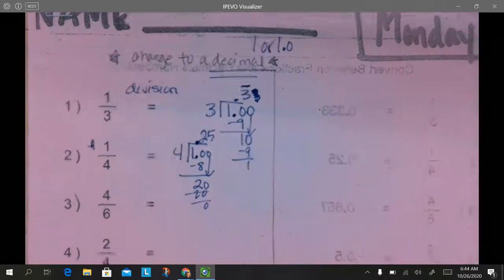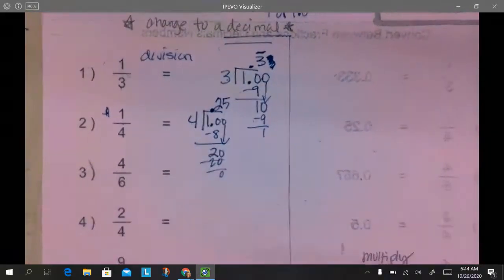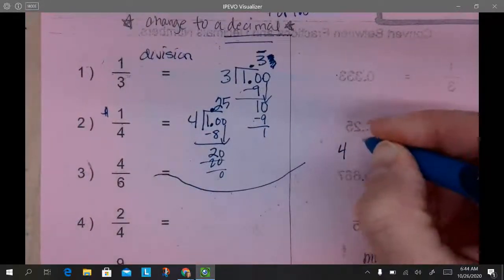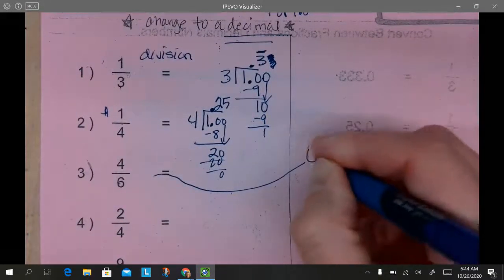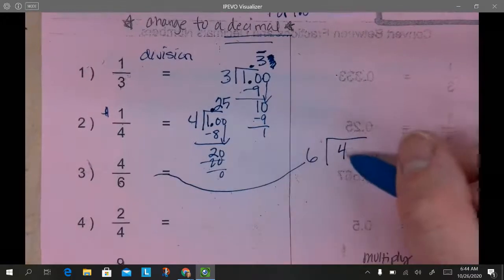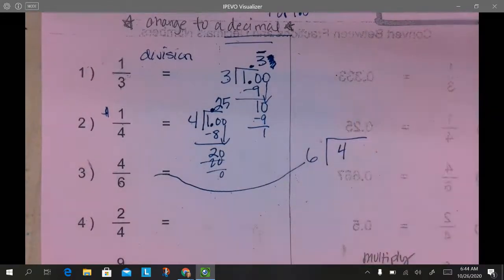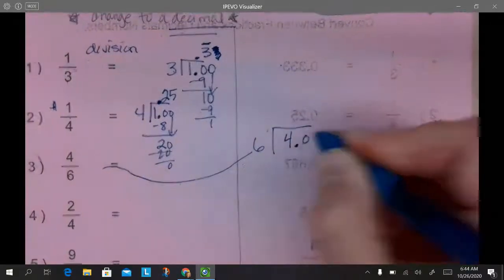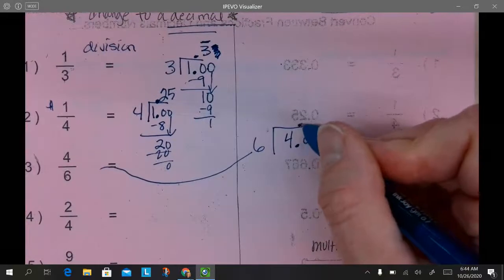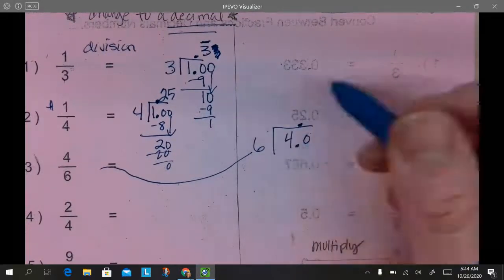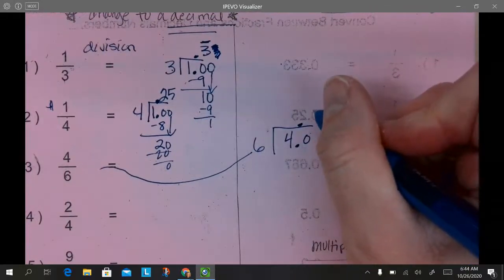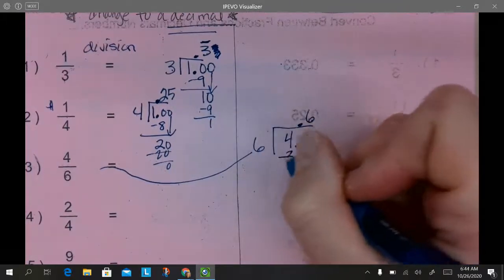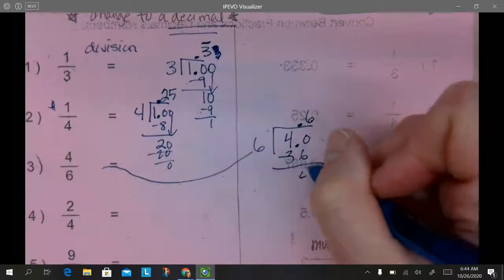4 divided by 6, or 4 over 6. And I'm going to do this one over here because I'm running out of room. 4 divided by 6. Okay? So how many times does 6 go into 4? And you're going to just be like, oh, I'm so frustrated because it doesn't work, right? But you can add a 0. And now, just put your decimal there. 6 goes into 40 how many times? 6 times 5 is 30. 6 times 6 is 36. Okay, 40 minus 36 is 4.